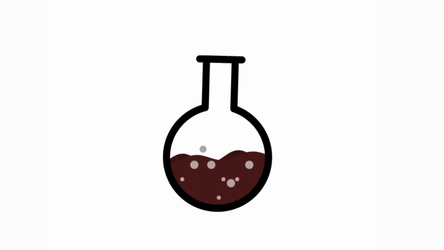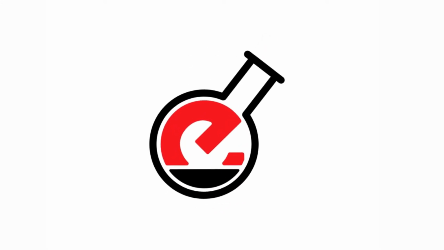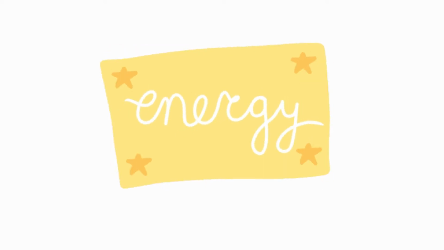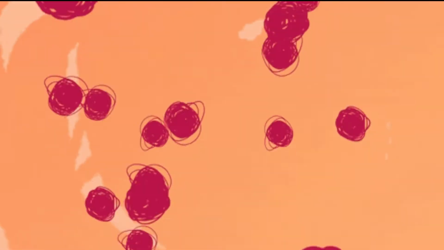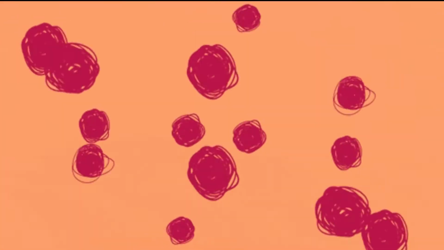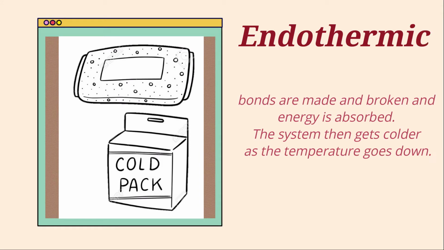Chemical processes cause the second type of heat. Instead of exciting a system and feeling the heat, chemical bonds are made and broken, and the energy is then released. A release of energy charges up the system, and the molecules bounce around faster. The opposite can also happen. Sometimes bonds are made and broken, and energy is absorbed.